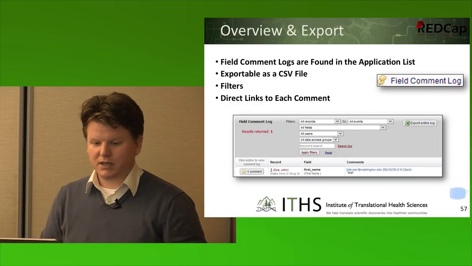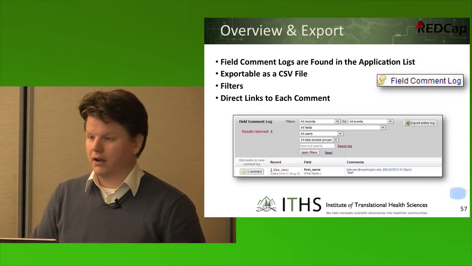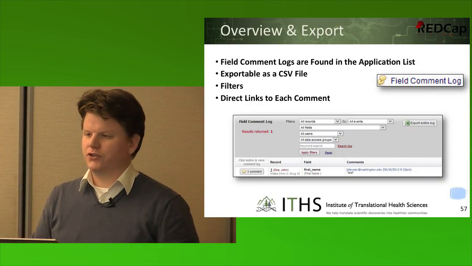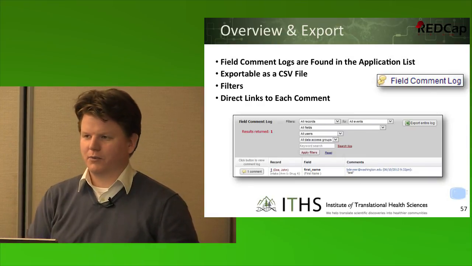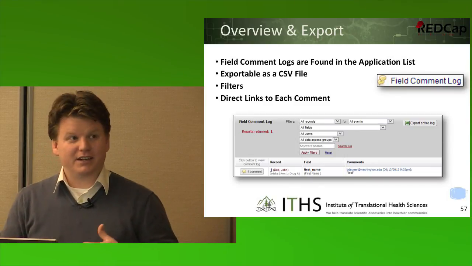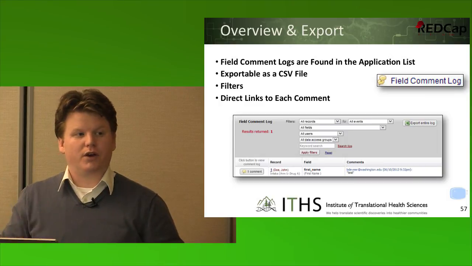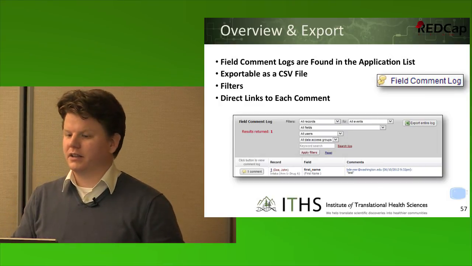This is exportable to CSV. You can put filters in there saying only give me the ones that are for this user. So how many comments did you make? Why did you make so many comments, for instance? And it also has direct links to each comment. For instance, if you look here, click on the one, it takes you directly to that form in that record.